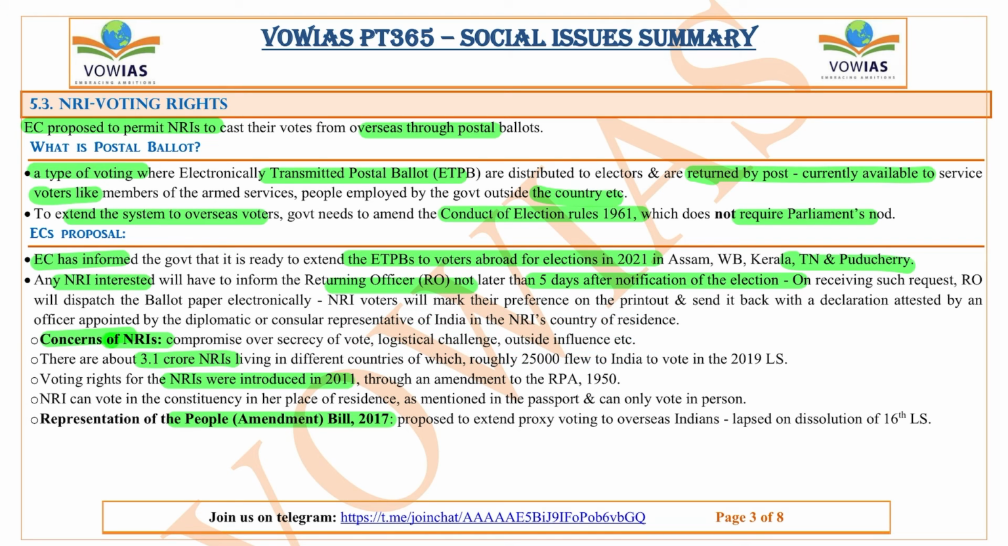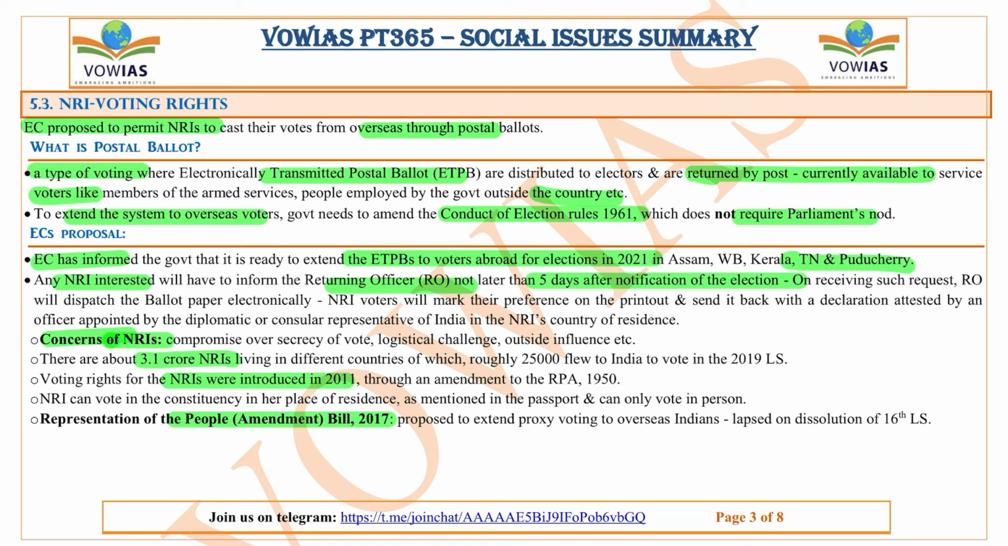Currently we have about 3.1 crore NRIs living in different countries, and roughly 25,000 flew to India to vote in the 2019 Lok Sabha elections. Voting rights for NRIs were introduced in 2011 through an amendment to the RPA Act of 1950. As the number of NRIs is very large, we can't be sure how we can ensure that all the people get the voting rights.